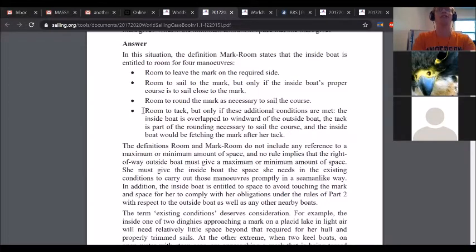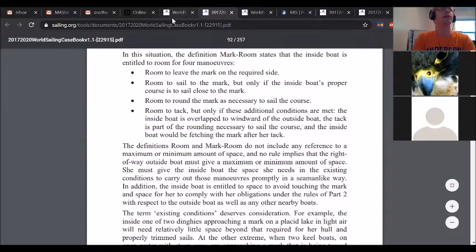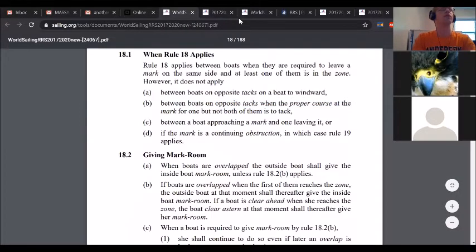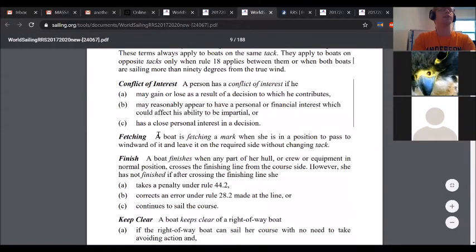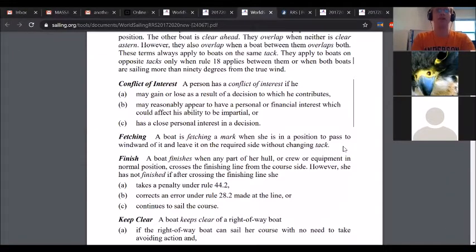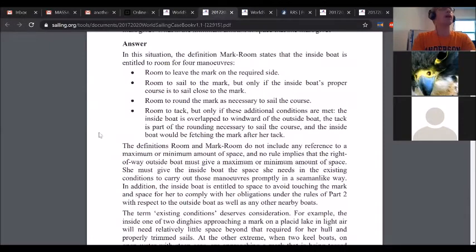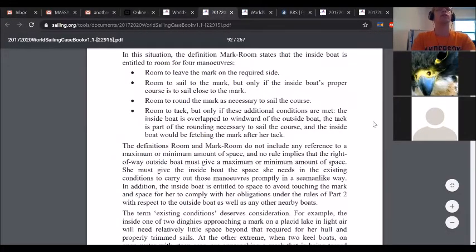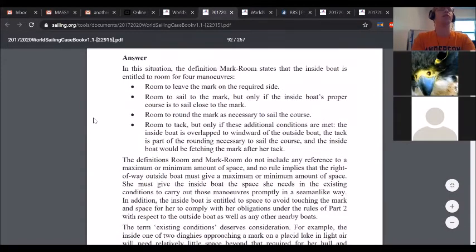The boat on the outside does need to give us room to make that tack because they know it's going to happen. And the inside boat would be fetching the mark after a tack. So if we remember, we looked up the definition of fetching yesterday. I think we did. If not, we could go back and look at it real quick. Basically, a boat is fetching a mark when she can pass to windward of it and leave it on the port side without changing tack. So if you're on the starboard layline, you can sail straight to the mark and go around it. If you're above the starboard layline, you can still sail straight to the mark and go around it. In both of those cases, you'd be fetching the mark. Cool. So once we are allowed to do all of this under the definition of mark room.